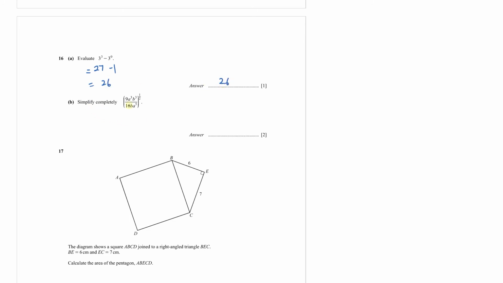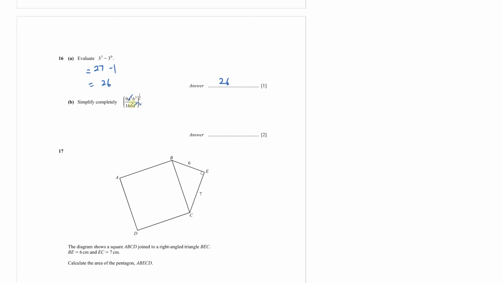Part B is simplify completely this expression. So first I can simplify the expression, and then I will bring this power 1 by 2 inside. 9 over 16, there's nothing common here. So I can cancel this a cube, and I will be left with a power 2 in the denominator, because 5 minus 3 is 2.